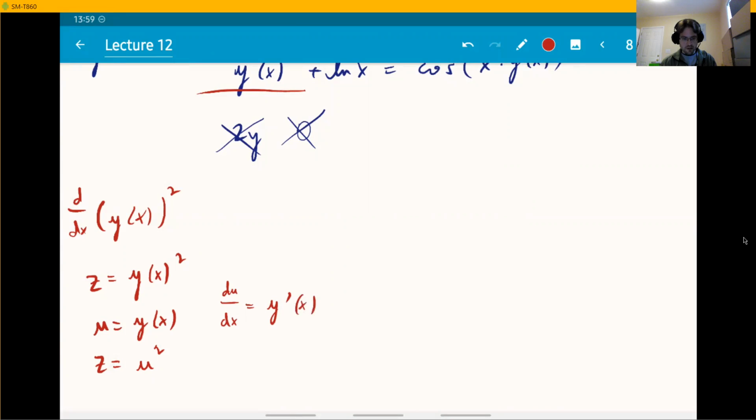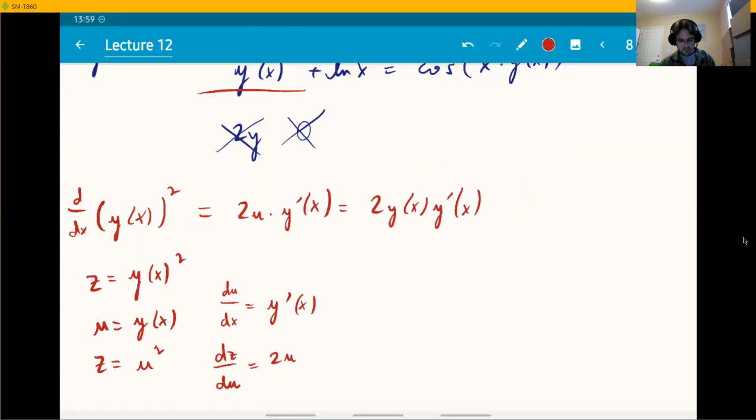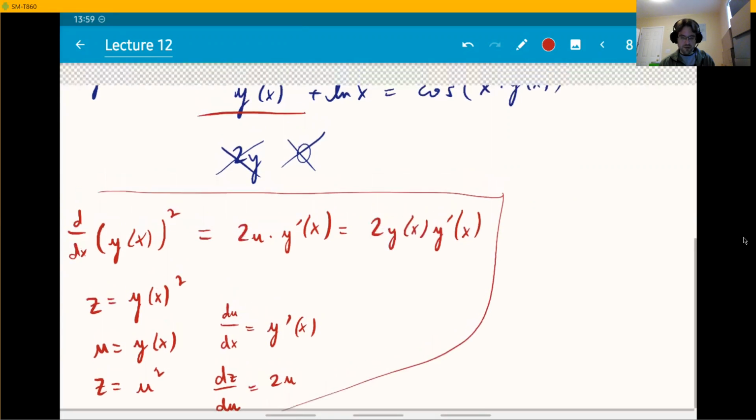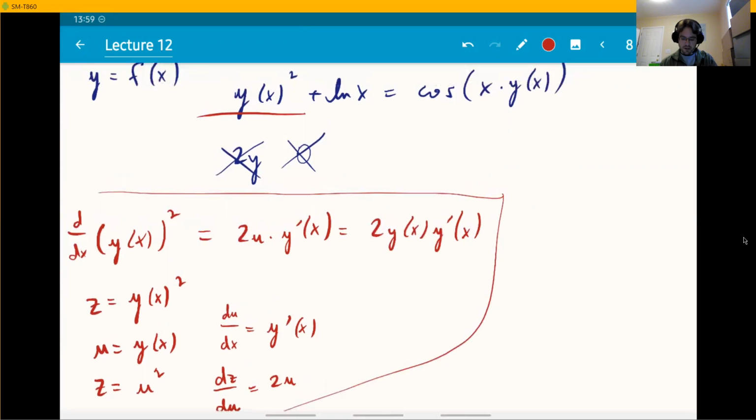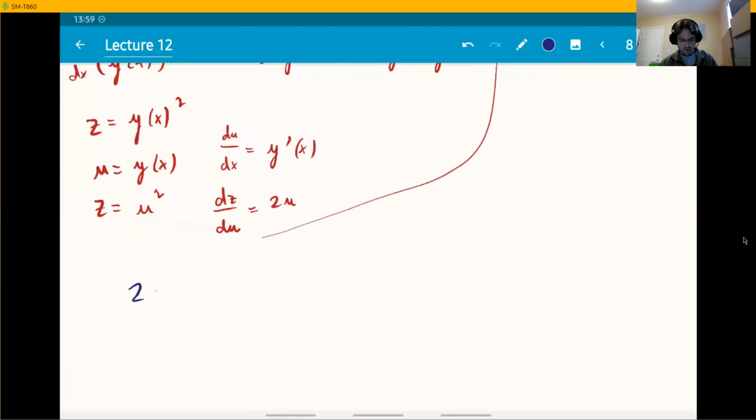And then dz/du is 2 times u by the power rule. When you multiply the two together, that's the d/dx of the z function that you wanted. So 2u times y prime of x, where u was equal to y of x. So this box here calculates the derivative in red up here, the derivative of y squared. It is 2y times y prime. That's what I'm going to write in place of that when finding the derivative.